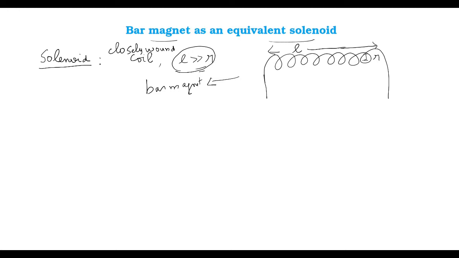So we are going to prove this. That is, a bar magnet is equivalent to a solenoid, or vice versa, a solenoid is equivalent to a bar magnet. For that we will be using a few formulae. Number one, we are going to use these formulae.